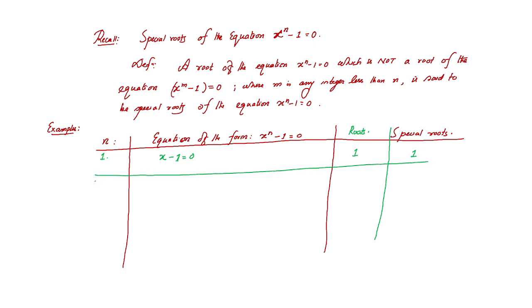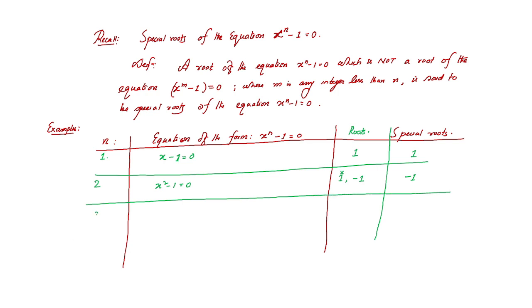Now we come to the second. If we put n equals 2, the equation will be x square minus 1 equals 0. So what are the roots? 1 and minus 1 are the roots. But 1 is not a special root, because 1 is the root of the lower degree equation x minus 1 equals 0. That's why 1 is not. So the special root is only minus 1.